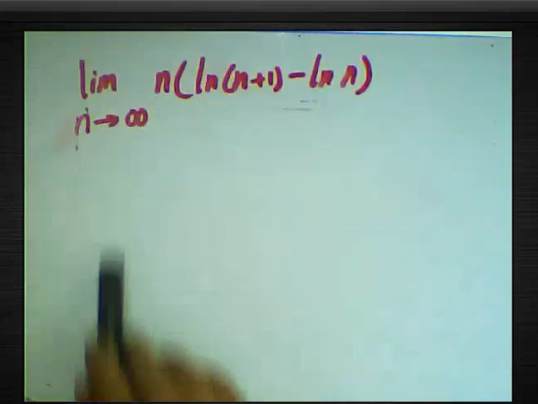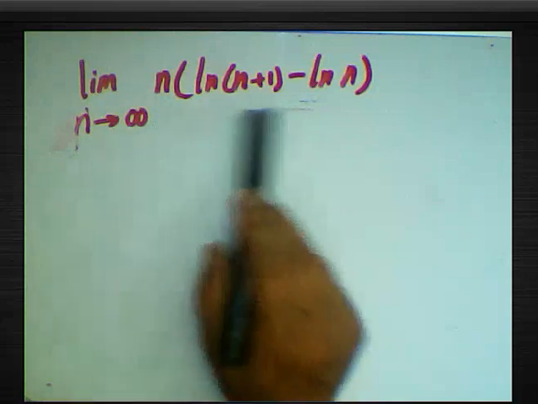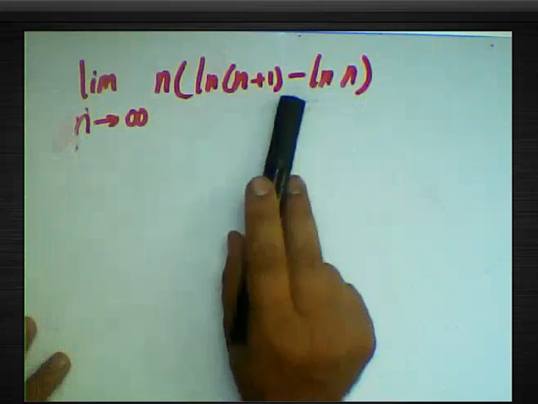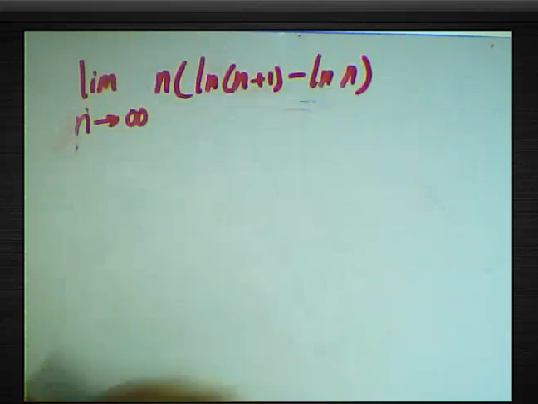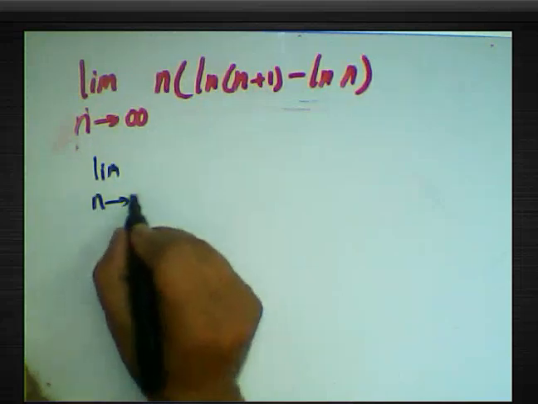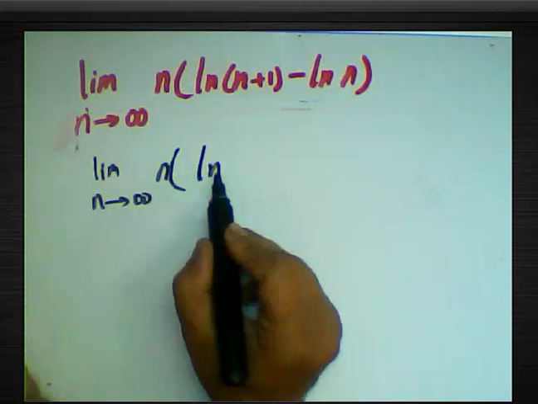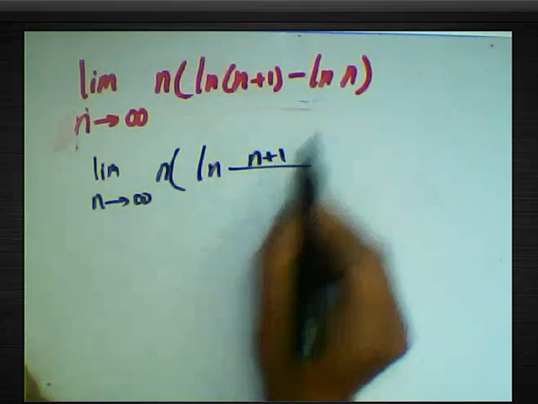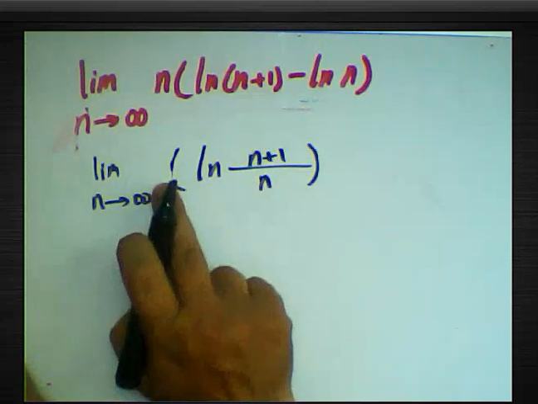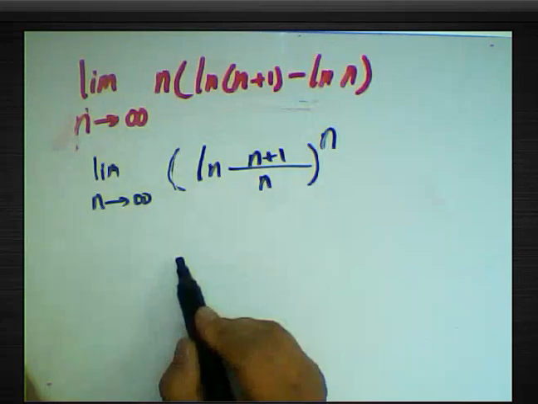Look at here, limit as n approaches infinity of n multiplied by ln(n plus 1) minus ln n. We have the rule about subtraction, meaning division between the two terms. It will be the limit when n goes to infinity. Write n outside, and write ln of (n plus 1) over n. And we can cancel n here and write it in the power, because we have the rule about ln.